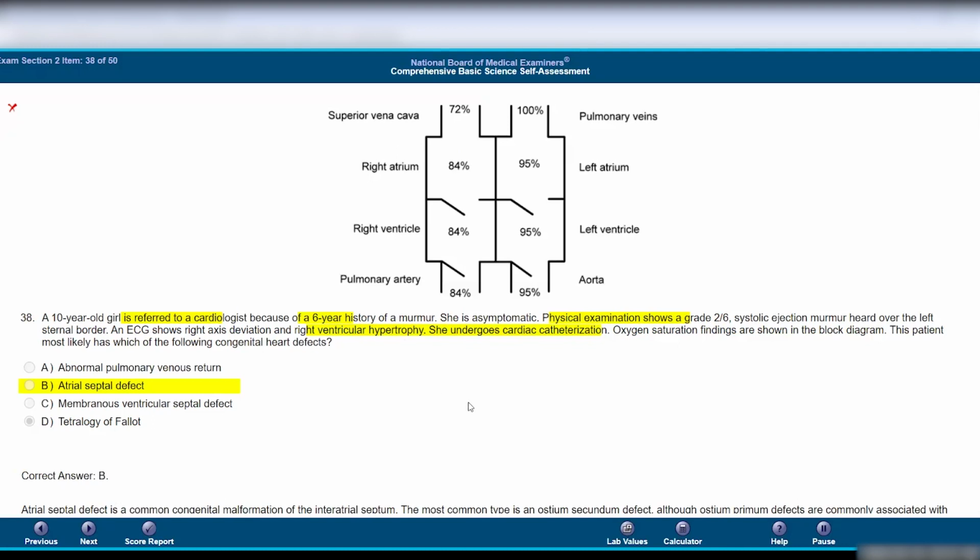If it was something like D, tetralogy of Fallot, would that only impact the right ventricle oxygen saturation? Because there's a VSD, and then from here on forward you might have desaturation, and she's going to have a lot more symptoms, right? You're also going to have right ventricular hypertrophy, and the pulmonary artery is going to be larger too. All these things remodel the heart, because tetralogy of Fallot is pulmonary stenosis and all this stuff, right?